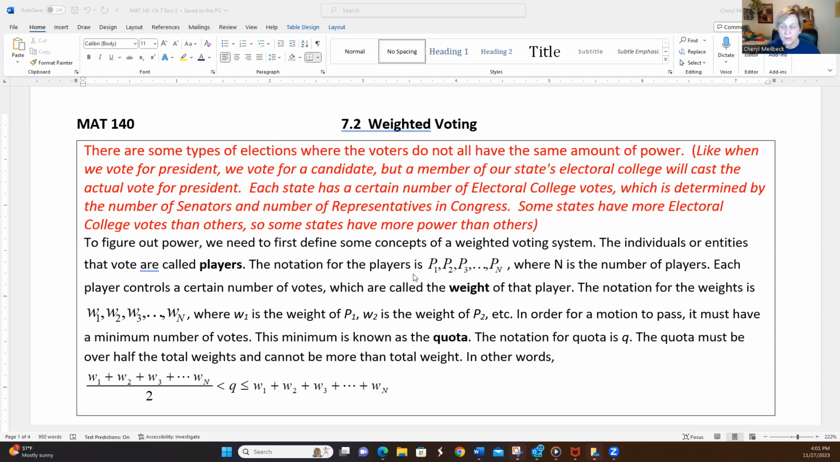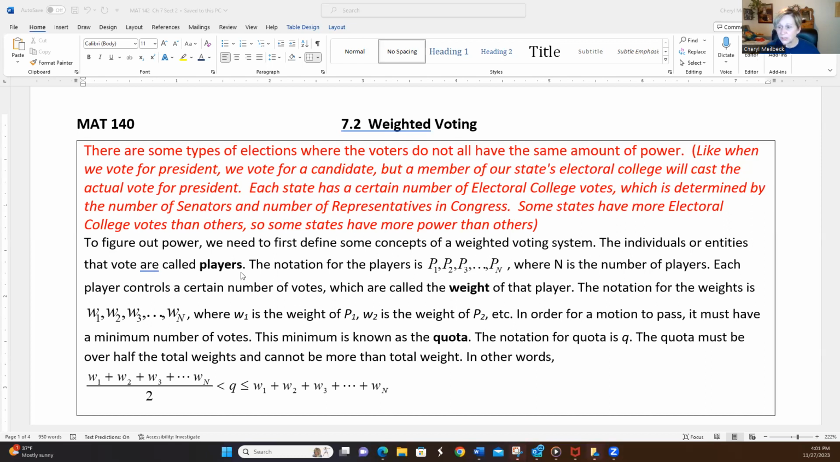It's about power. For example, North Dakota has 3 representatives and California has like 30. So bigger states, states with more population, have more power. So to figure out power, we need to define some concepts of the weighted voting system.